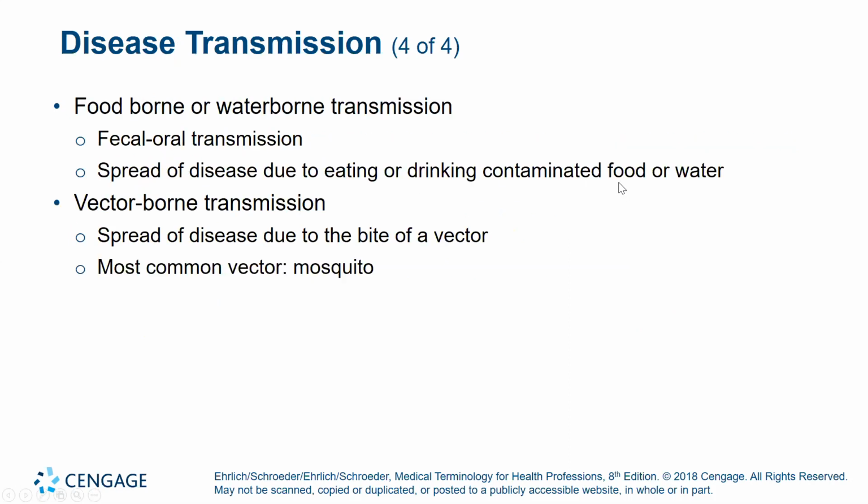We have foodborne or waterborne transmission. This would be your fecal or oral transmission. This can be spread of disease due to eating or drinking contaminated water or food. We have vector-borne transmission. For diseases they transmit, the mosquito is actually the most common. Diseases where the mosquitoes transmit include malaria and West Nile virus. So, spread of disease due to the bite of a vector.